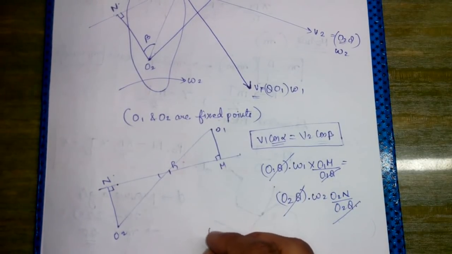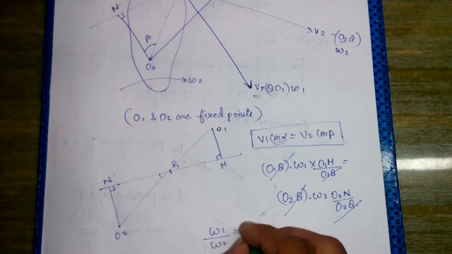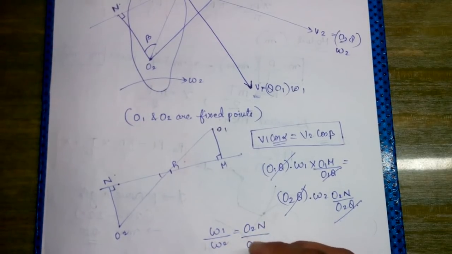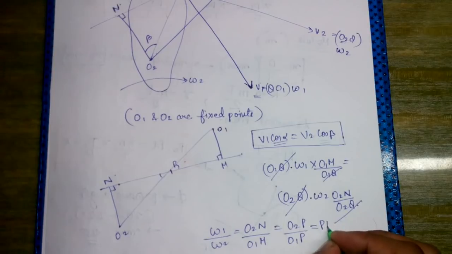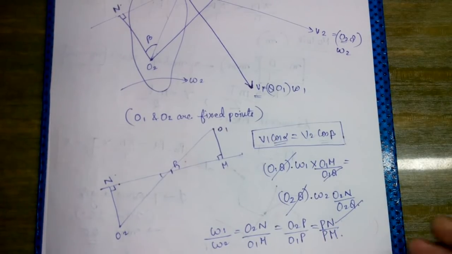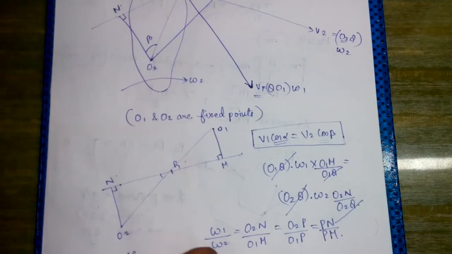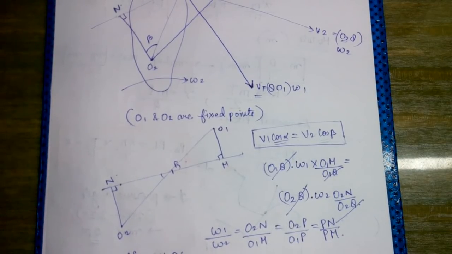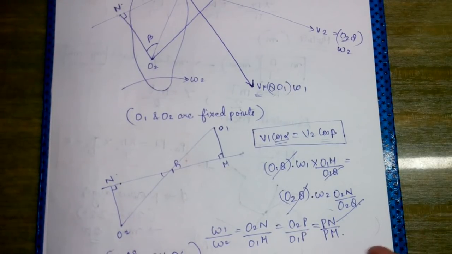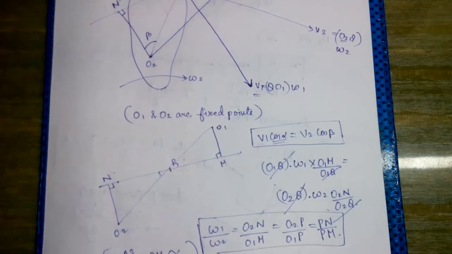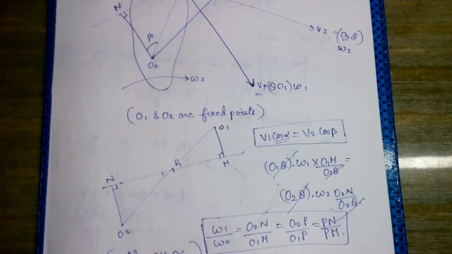So what we will obtain: omega 1 upon omega 2 is equal to O2N upon O1M. This is equal to O2P upon O1P. This is equal to PN upon PM. The triangle O1PM is similar to triangle O2PN, and from there we are getting these relations. For these bodies to be gears, omega 1 upon omega 2 should be a constant quantity.